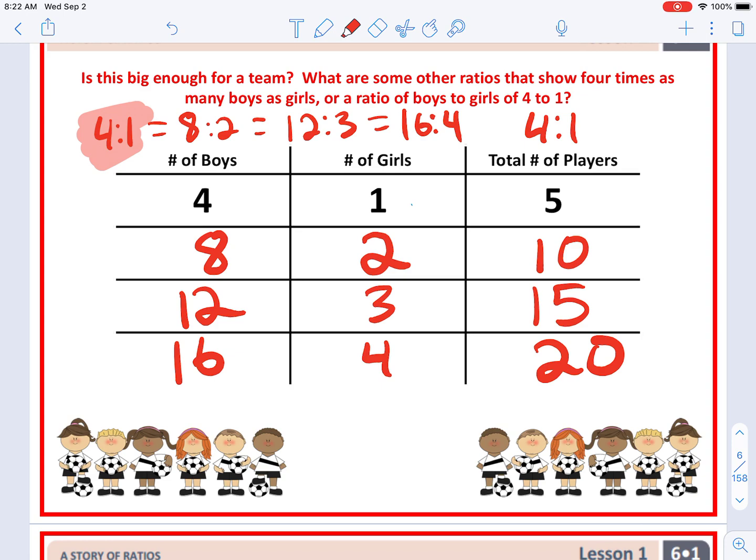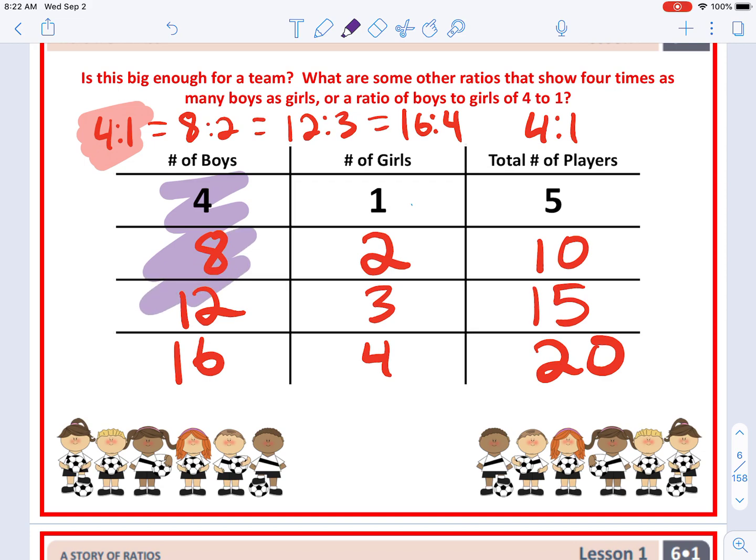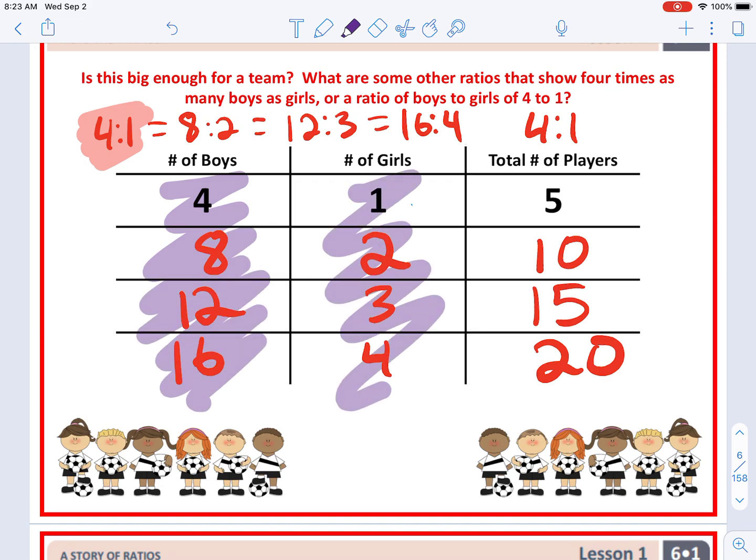Okay? And looking at this table that we made, do you guys see anything? Do you guys see any patterns? Okay? Number of boys, we started counting up by 4s. Number of girls, we counted up by 1s. And even the total players column, we counted up by 5s. Okay, so when you're making a table, every time that you create a table, you should see a pattern in each row. If you don't, or if you see something off in your pattern, then you probably did something wrong. All right, let's move on.